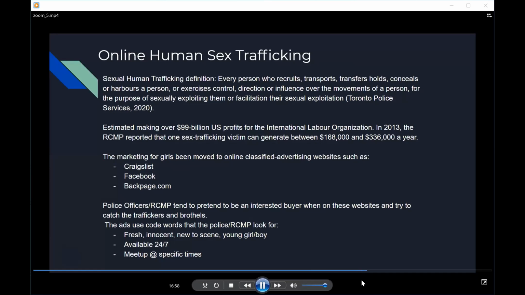The marketing for girls has been moved to online classified advertisements such as Craigslist, Facebook, and Backpage.com. Police officers and RCMP tend to pretend to be an interested buyer when on these websites and try to catch traffickers and other brothels taking place. The ads use code words that the police and RCMP look for, such as fresh, innocent, new to town, young girl or boy, available 24/7, meet up at a specific time, or mention their race and gender.